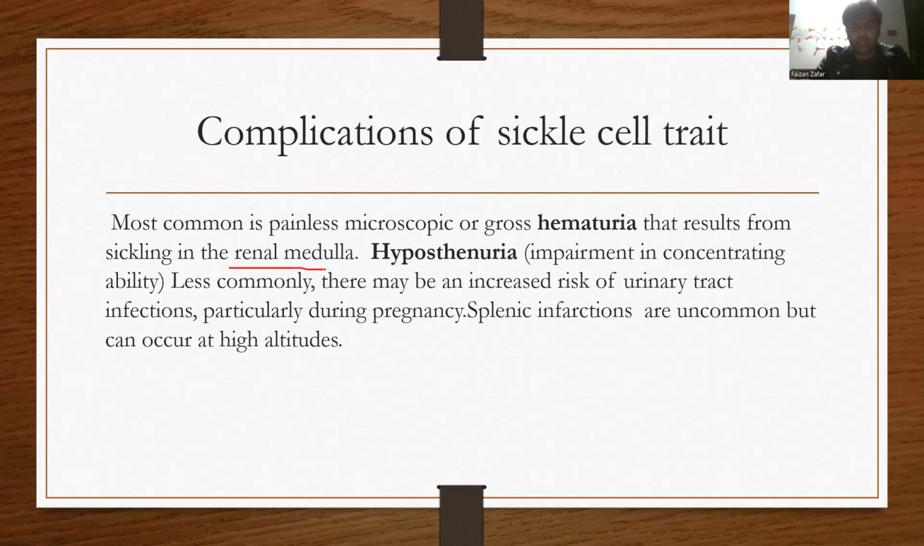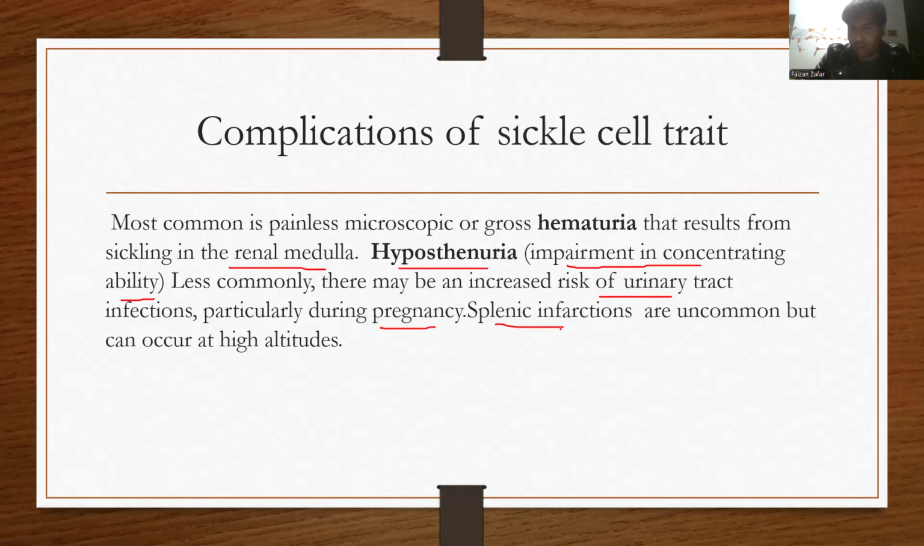Okay, so next is hyposthenuria. Hyposthenuria is an impairment in concentrating ability, an impairment in the ability to concentrate urine. So the kidney has lost this capability to concentrate the urine. Less commonly, UTI during pregnancy and splenic infarction occur.